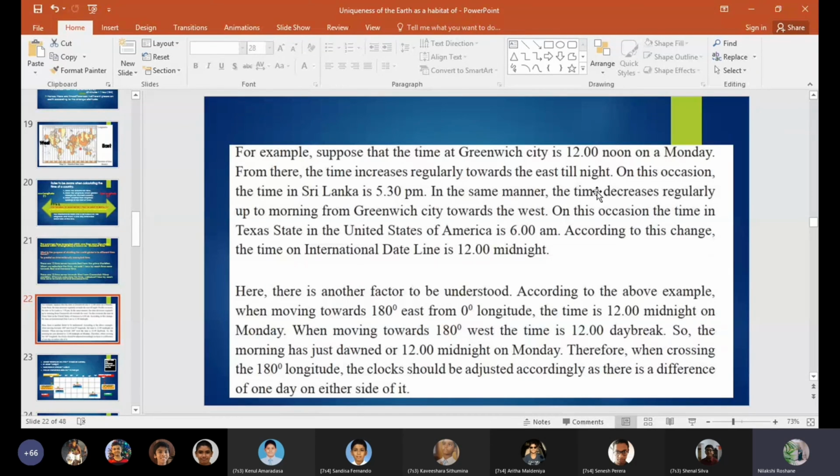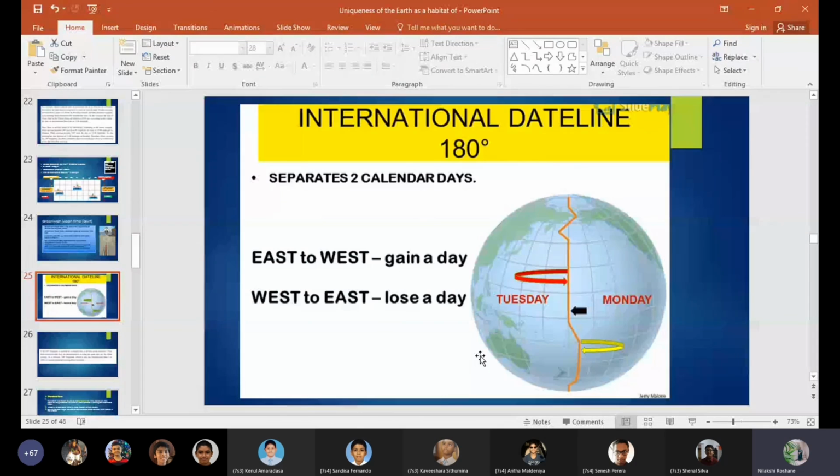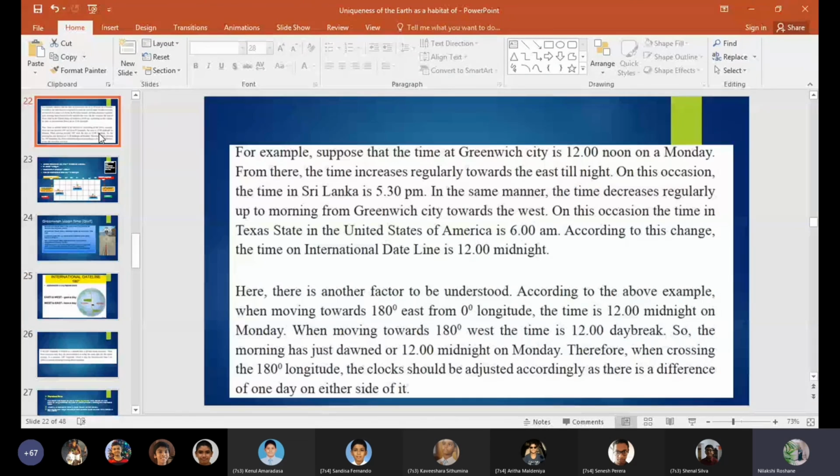So I'm going to answer the question asked earlier, about why there is a difference in time if the international date line is the same. I'm going to discuss that part. Please listen to me very carefully so you will get the answer. Okay, so here there is another factor to be understood.